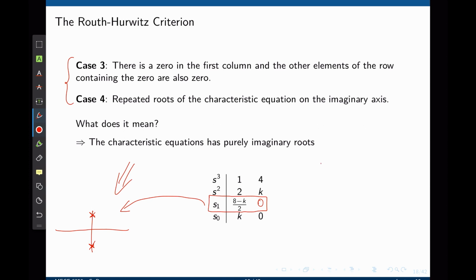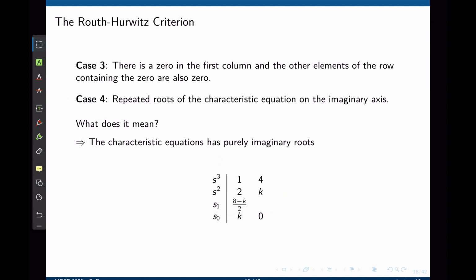This will occur here when k equals 8. When k equals 8, we have an entire row of zeros. And you can now say that the characteristic equation has purely imaginary roots lying on the imaginary axis like that. This will be very useful in the upcoming lectures to determine the maximum gain before the system reaches instability.